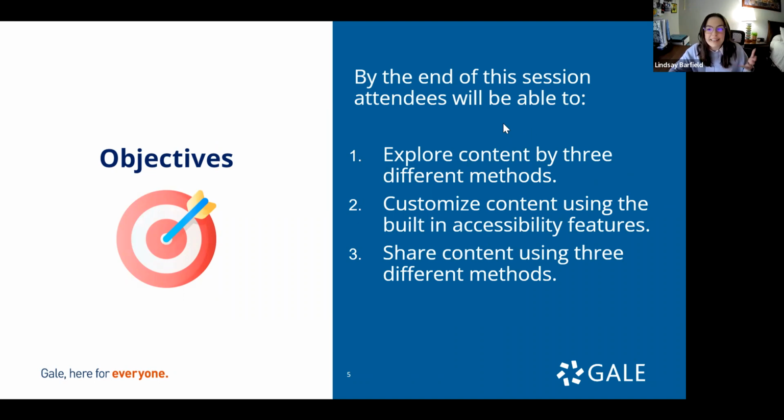So by the end of the session, hopefully you will be able to explore content by 3 different methods. I'm going to show you some different searching methods that you and your students can use. Customize your content using the built-in accessibility features, and how you can share content using the 3 different methods. So these are for you to use, but also for you to be able to translate to your students and show them how to use these tools and features as well. Hopefully be able to do that by the end.